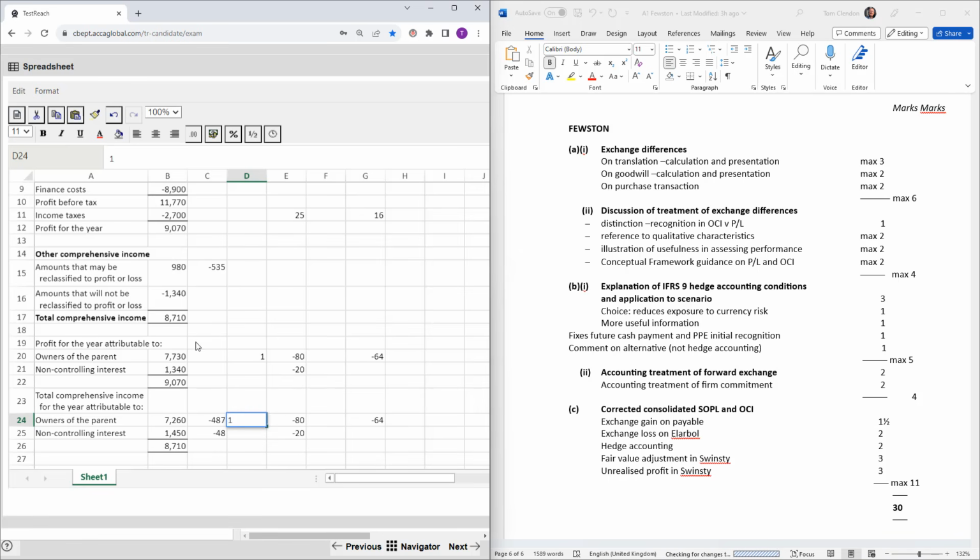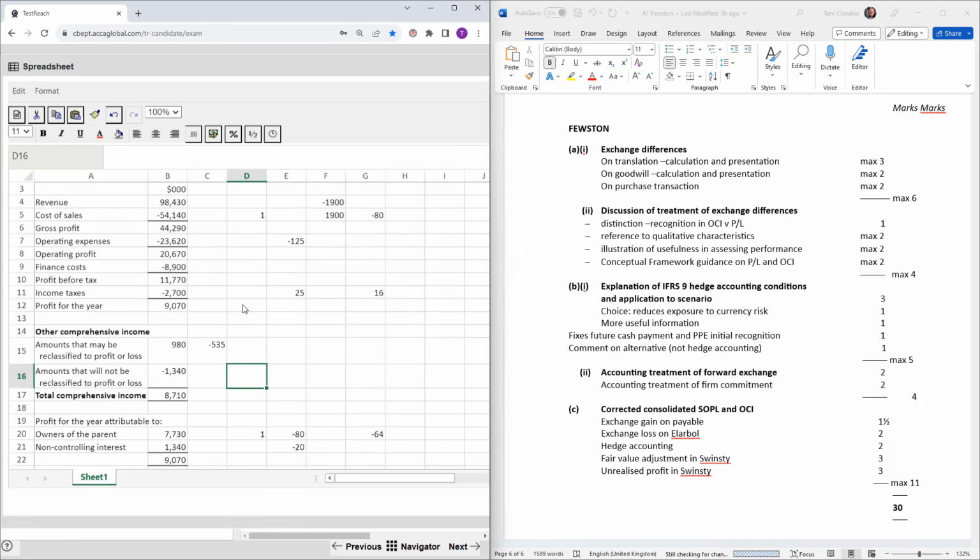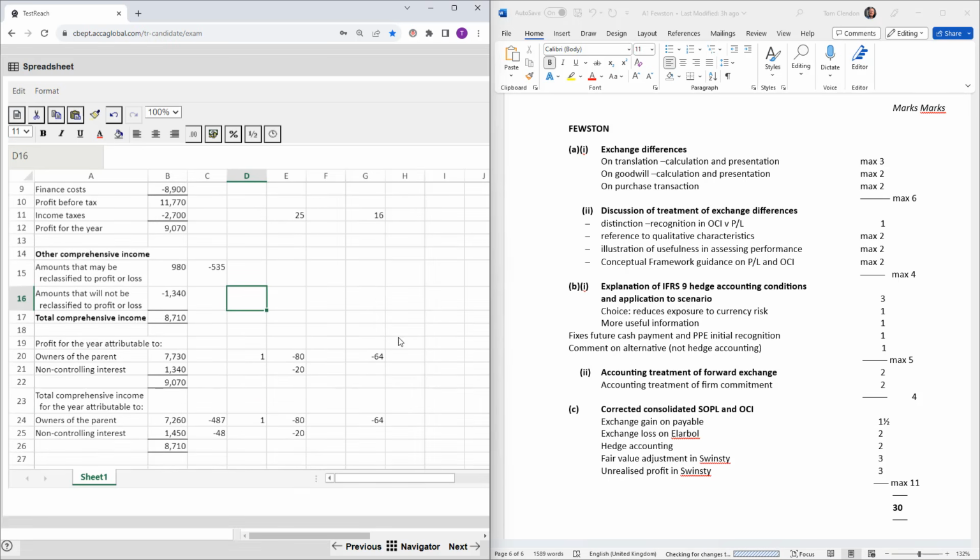The exchange loss on the retranslation, I smashed that one. So definitely got 2.5 there. Definitely got the 2 marks there. Hedge accounting, 0. I didn't do the numbers for the hedge accounting and therefore can't gain any of those marks. The fair value adjustment in Swinsty and the unrealized profit in Swinsty, 3 marks each, because of the deferred tax implication and because of whether or not you're dealing with the NCI adjustment. And I smashed that. So I got 6, 3 and 3. I got 2, I got 8, I got 8.5.